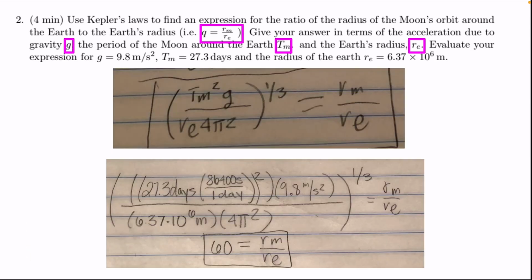So the last thing the problem wants us to do is just plug in some of the numbers that we're given. In this case, it can be kind of tricky to remember to convert the period from days to seconds. But once you do that, it's just as simple as plugging things in. And it leaves us with a unitless 60 as that ratio of R sub m over R sub e. So that's the end of the problem. Thank you for listening.